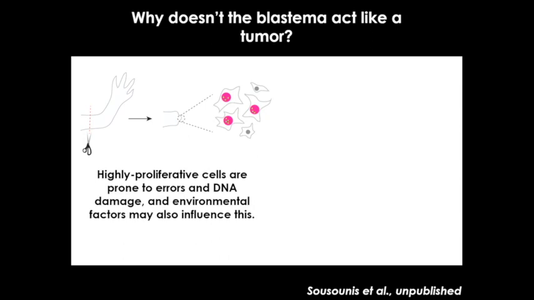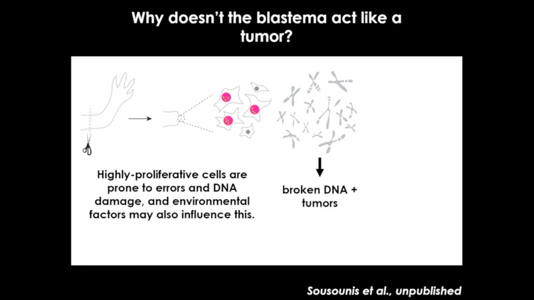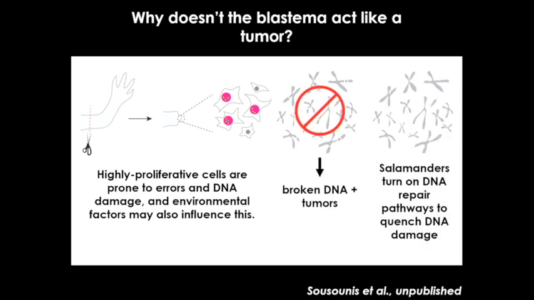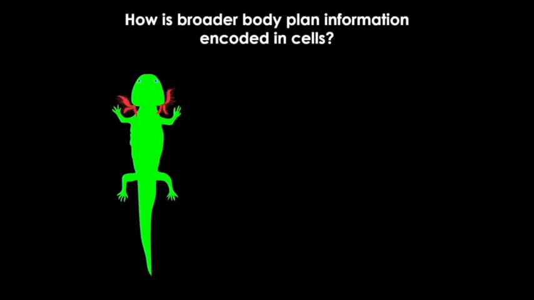So as I just said, highly proliferative cells are prone to DNA damage and errors, and if we have broken DNA, that can lead to tumors. However, salamanders turn on the DNA repair pathways to sort of quench this damage. And they anticipate that this is going to happen, or their cells anticipate this will happen. And so these things are turned on during the normal course of regeneration, but you can break it.